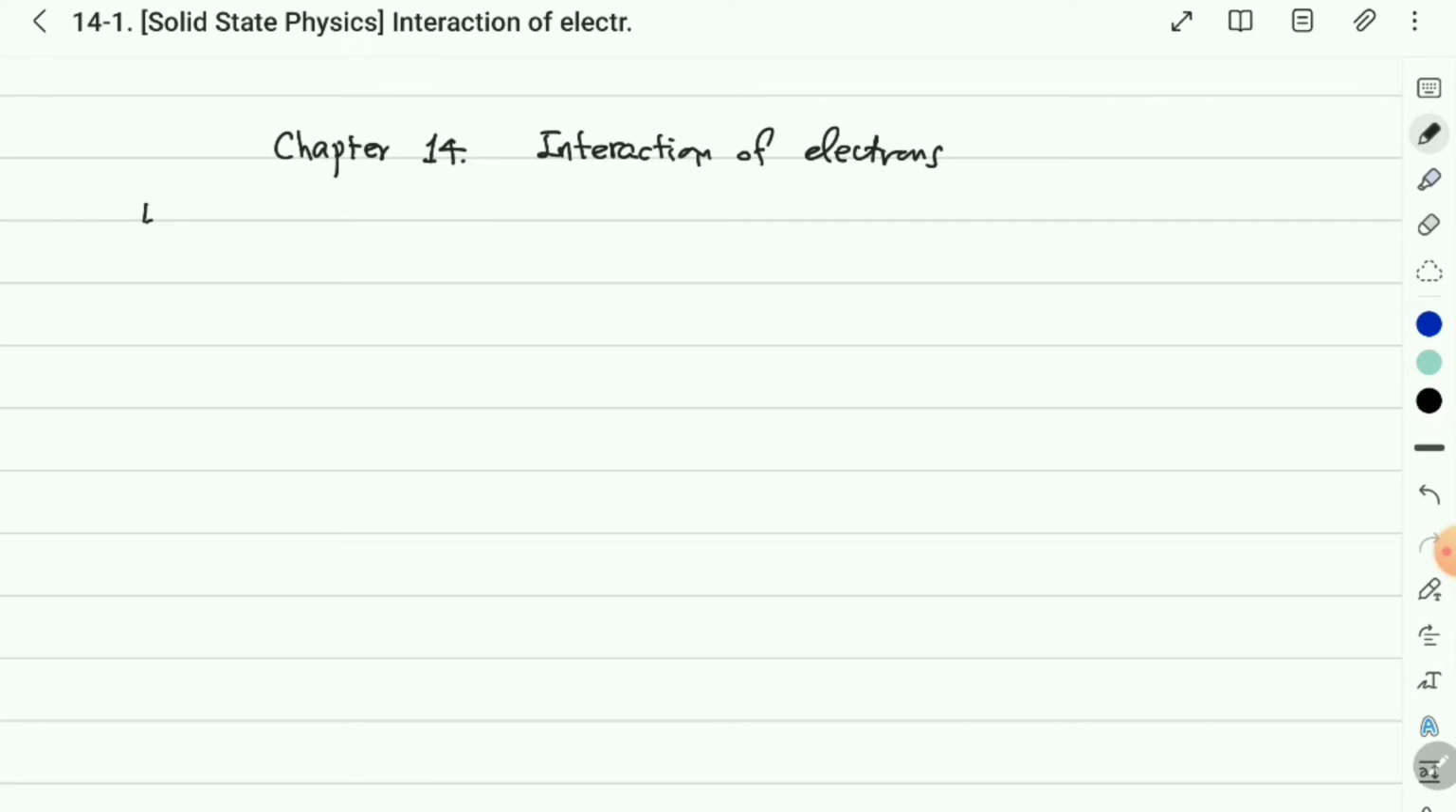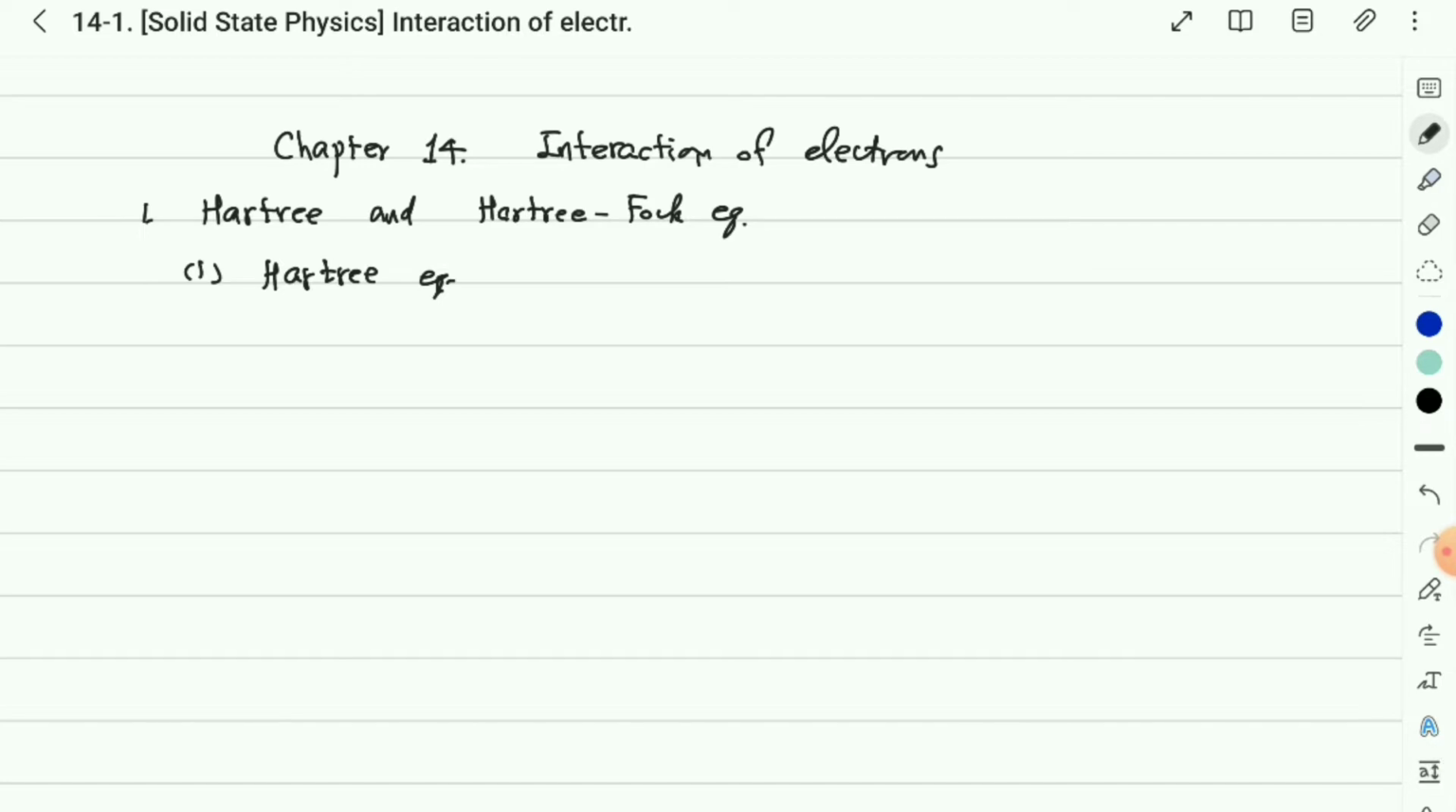The first one is the Hartree and Hartree-Fock equation. Actually, Hartree and Hartree-Fock are the names of physicists. At first, the Hartree equation is the more basic equation. The Hartree equation deals with the interaction of the electrons and the ions.